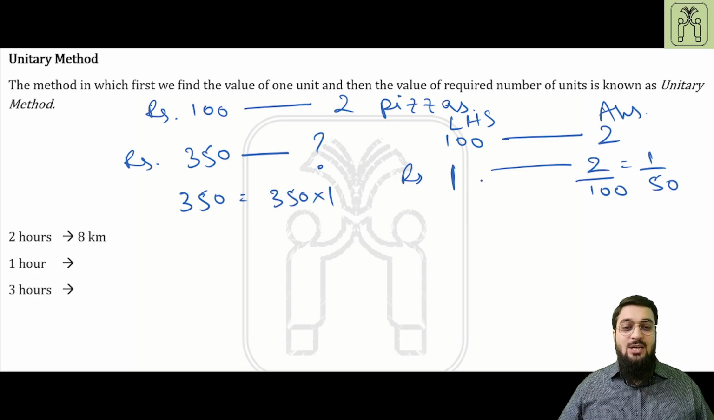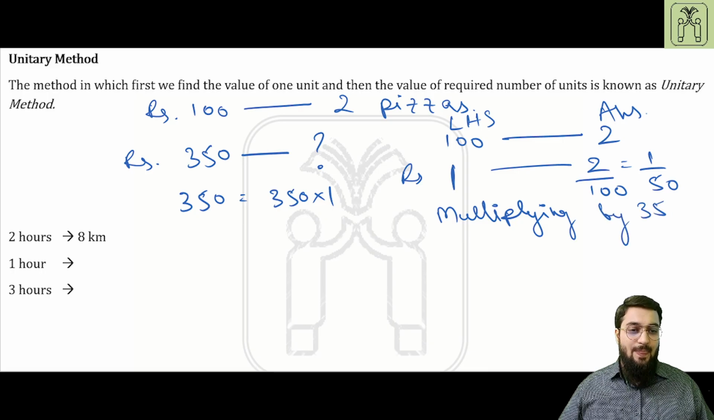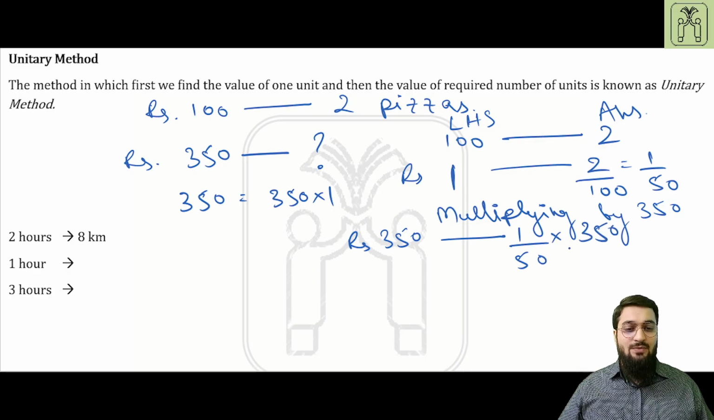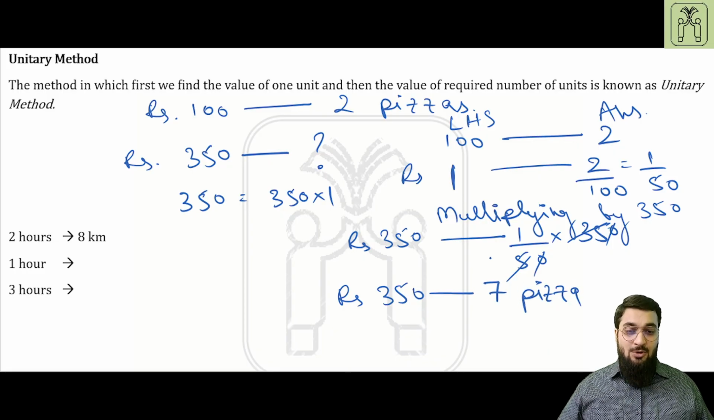I hope you understand. So now we will do what? Multiplying both sides by 350, we will get rupees 350, and we will get 1 upon 50 into 350. The 0 and 0 will get cancelled out, 5 will divide 35 by 7 times, and therefore the answer will be, for rupees 350, the number of pizzas which I can get is 7 pizzas. I hope you understand that.